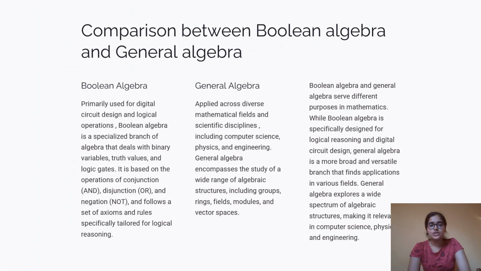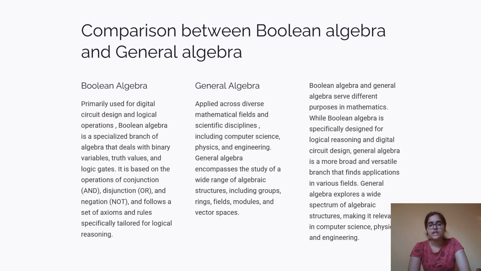Coming to the comparison between Boolean algebra and general algebra. First one is Boolean algebra. It is primarily used for digital circuit design and logical operations. Boolean algebra is a specialized branch of algebra that deals with binary variables, truth values, and logical gates. It is based on the operations of conjunction, which is AND, disjunction, which is OR, and negation, which is NOT, and follows a set of axioms and rules specifically tailored for logical reasoning.